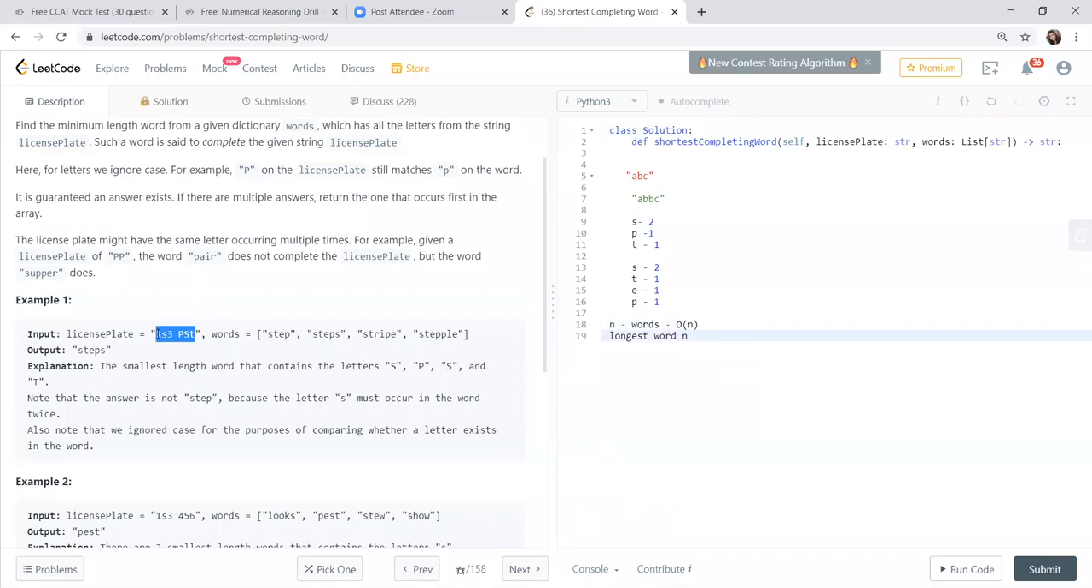For the license plate, what do you think? It would be only the length of its characters, and creating a hash map of it would be order of L, if the length is L characters. So it's also constant. Any doubt in this? So the time complexity finally would be n cross m.